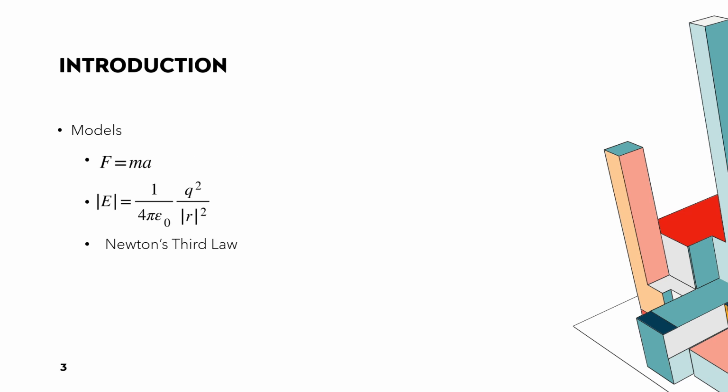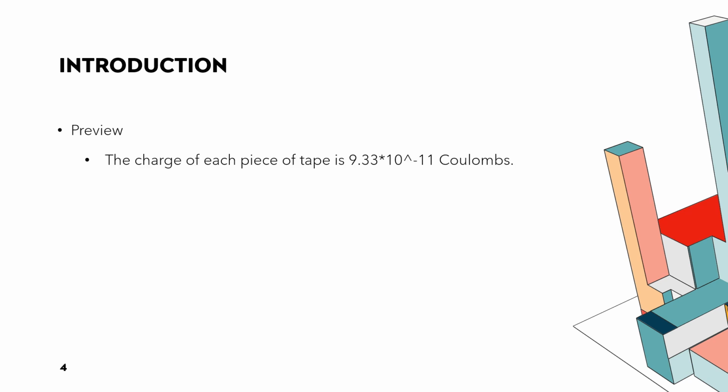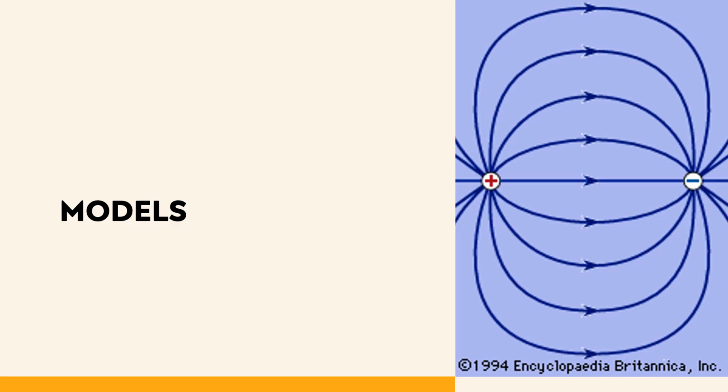each piece of tape. So the models used in this lab were Newton's second law, force equals mass times acceleration. That's used with gravity, and the electric force equation for the magnitude of electric force. And then Newton's third law is used as well, because the magnitude of the electric force equals the magnitude of gravity. So as a preview, the charge of each piece of tape is 9.33 times 10 to the negative 11th coulombs.